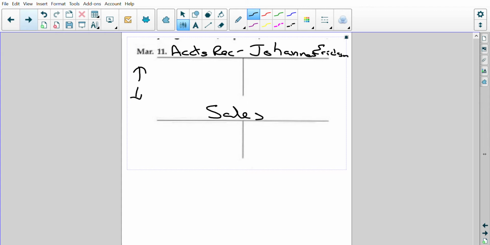So, does Jonas owe us more money or less money? He owes us more. So we're going to increase that asset. Do I have more in sales or less in sales? More. So I'm going to increase sales. To increase an asset, I put the $125 on the debit side. To increase a revenue, I put $125 on the credit side. Okay.